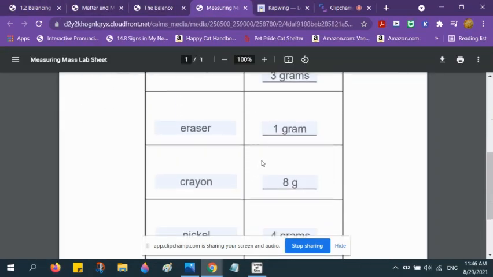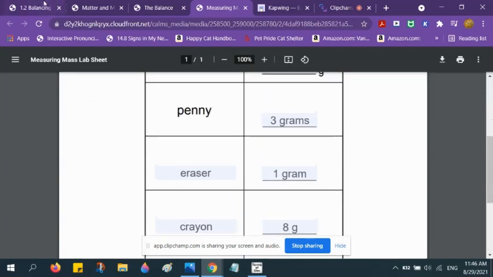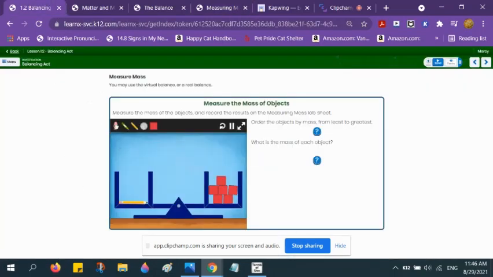The eraser is the same as the cube. Yeah, so the eraser and cube can go together. So one on top of the other? No, let's restart this. I'm going to put the eraser down here and the cube down here. Okay, those two have the same mass.